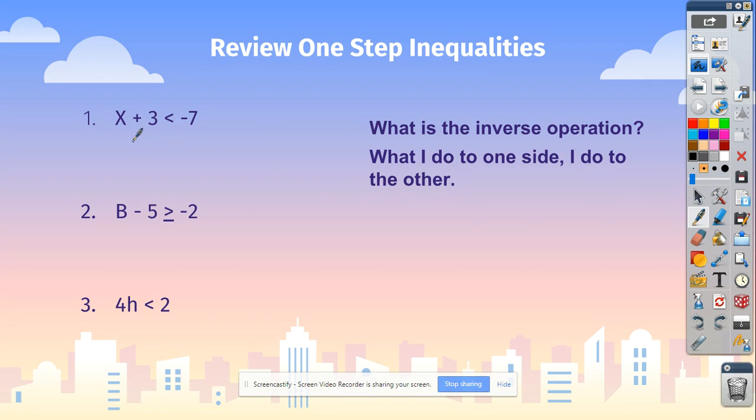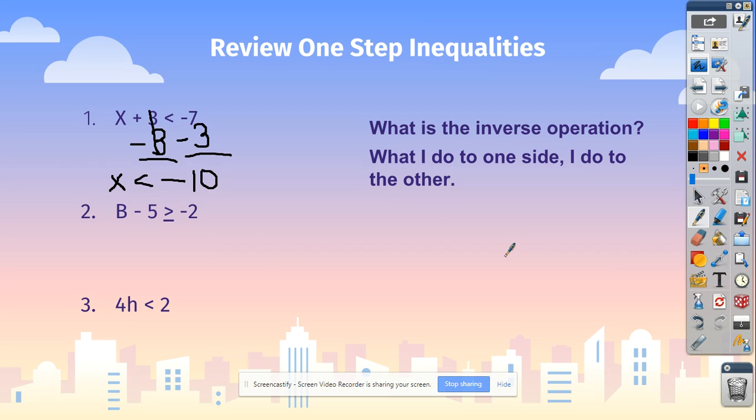We basically want to get the variable by itself, so we do the inverse operation. This x is not by itself on the other side of the inequality sign because the 3 is here. What is the opposite of adding 3? It is subtracting 3. So these cancel out, and then negative 7 minus 3. That's the same thing as negative 7 plus negative 3. And if you count 7, 8, 9, 10, so I bring down my variable, I bring down my sign, and the answer is x is less than negative 10.